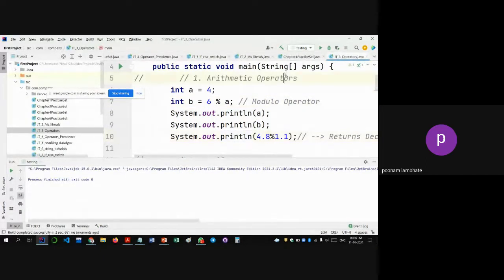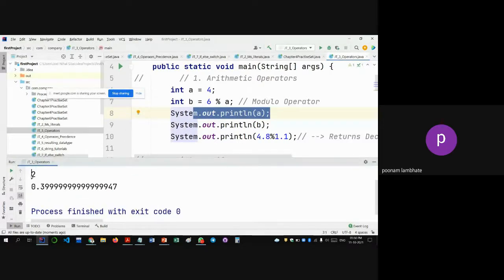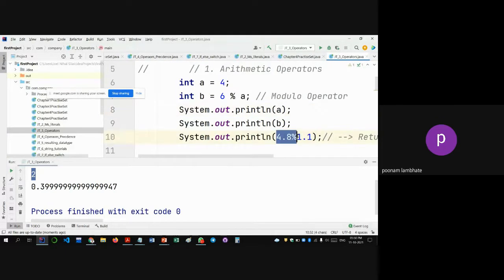Okay, so I have to execute this file. So see, A is 4. B is, as I said, 2. The remainder of the division. And now, as I said, you can use floating point numbers to find the remainder as well in Java, not in C, C++. So it will return 0.3999 something. Now, by default, the answer, that is the remainder, will also be a floating point value. So float divided by float, the remainder, quotient, everything will also be a float. Even if the remainder is 2, it will print it as 2.0.